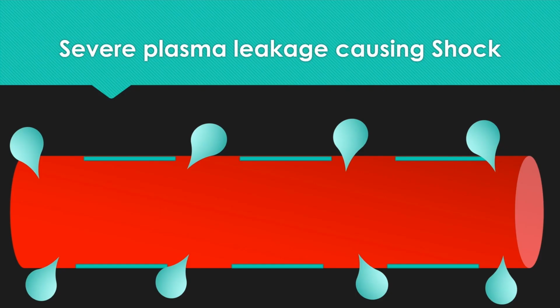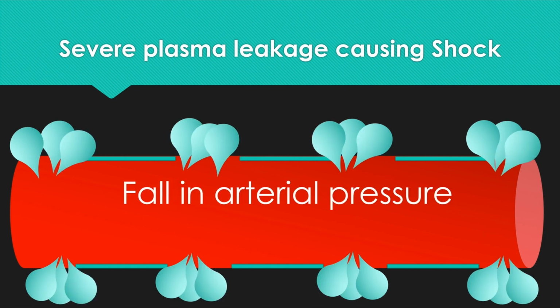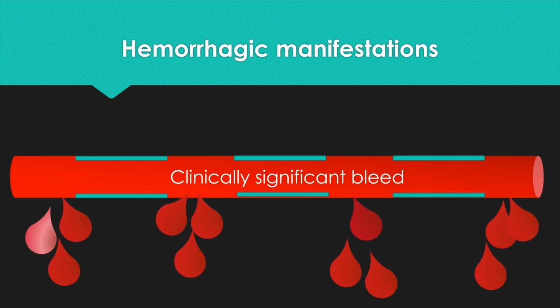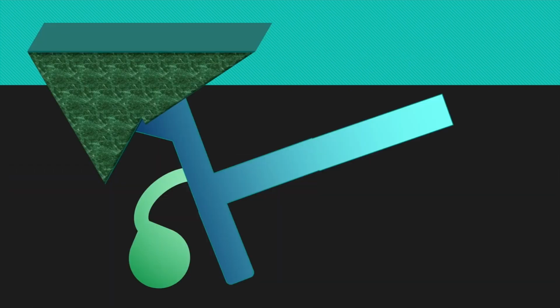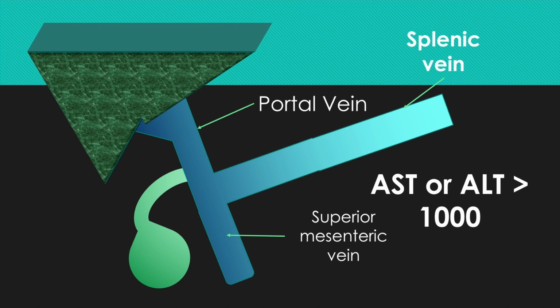Severe dengue is said to be present when there is severe plasma leakage causing shock due to fall in arterial pressure. Severe dengue may also be present when there are hemorrhagic manifestations resulting in a clinically significant bleed. Or there could be evidence of organ dysfunction. This is the portal vein, this is the splenic vein, this is the superior mesenteric vein. The green colored structure is of course the liver, this is the gallbladder. In a patient with severe dengue, there could be evidence of organ dysfunction in the form of a rise in transaminases of more than 1,000.